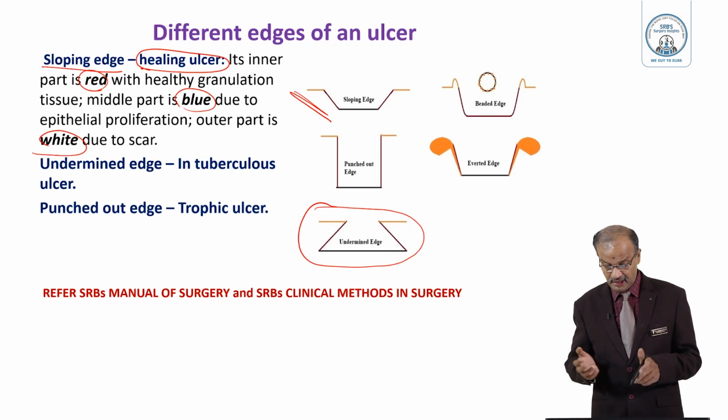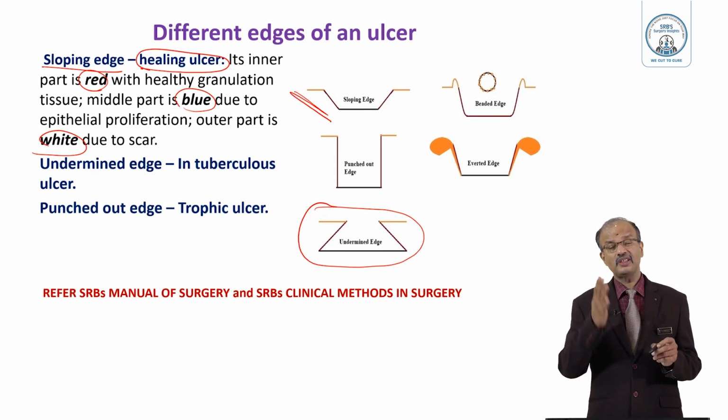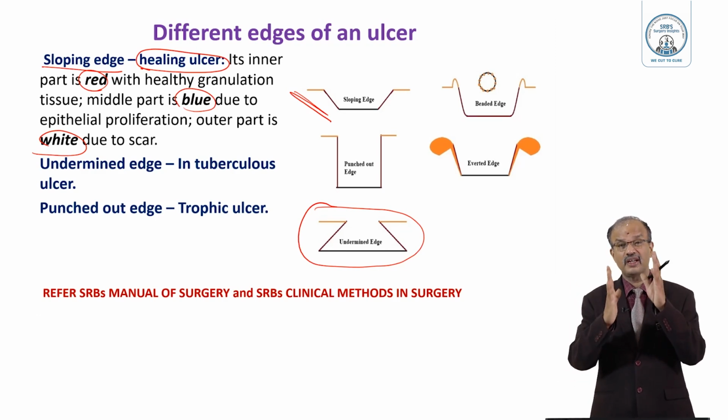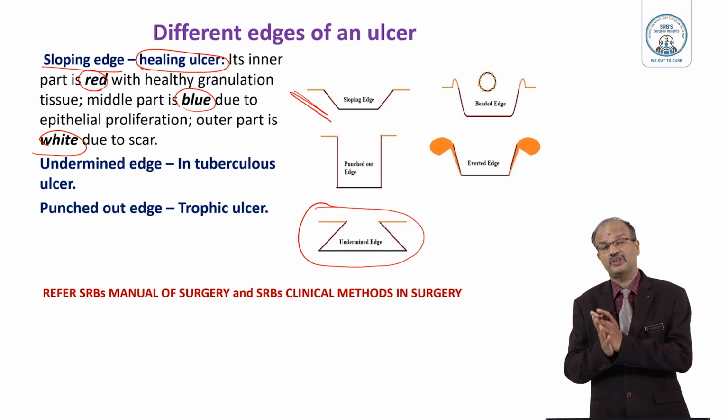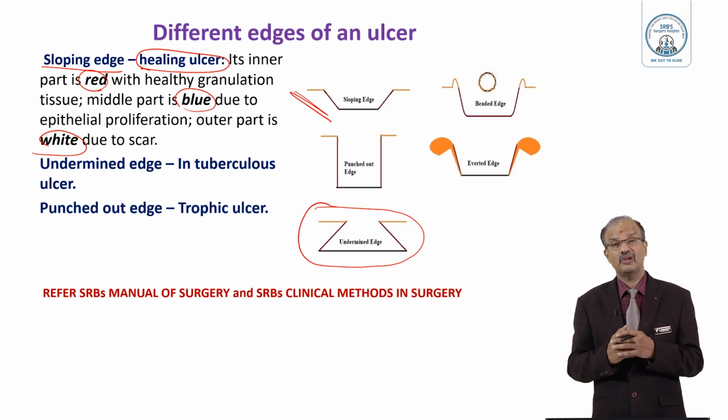So many conditions are there. So that is typical. In syphilis also a punched out ulcer is there, of course, because of the endarteritis. Whereas in trophic ulcer, it is because of nutrition and neuropathy, a neurological problem.